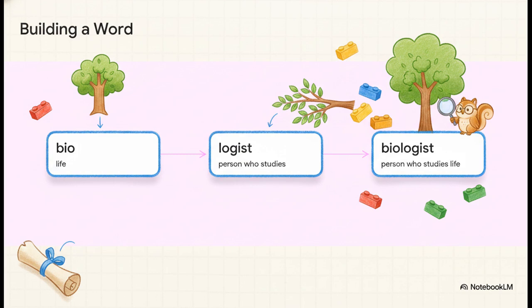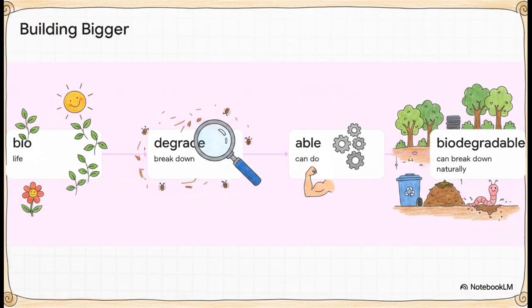First, we start with our sturdy trunk, bio, meaning life. Next, we add the branch, logist, which just means a person who studies something. Finally, we snap them together, combine them, and what do you get? Biologist, a person who studies life. It's mathematically precise. Let's take it a step further and create an even bigger, more complex word. We'll do it step by step again.